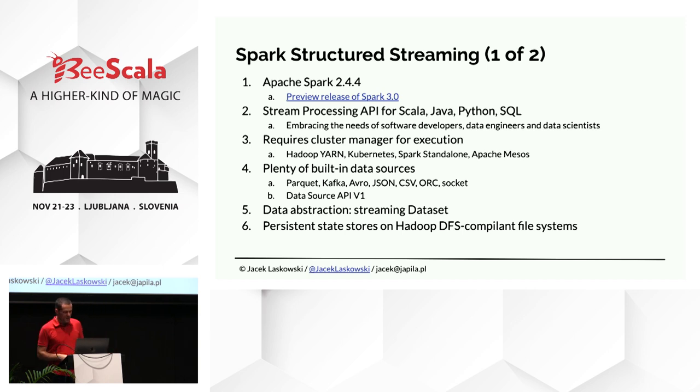Anyway, okay. So plenty of built-in data sources. It's something that is different compared to Kafka Streams, where Kafka Streams uses Kafka topics only. Spark Structured Streaming uses Parquet or file formats, Kafka as a data source, as an input and output, Avro, JSON, CSV, ORC, socket, whatever. If you miss your data source, you can just build your own data source yourself by using this data source API V1.